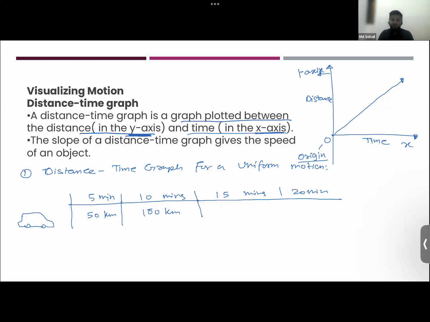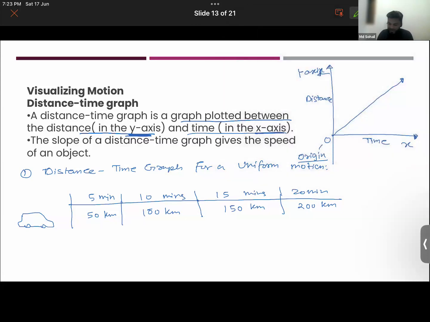Then again, after 15 minutes, the car had traveled 150 kilometer. Then after 20 minutes, I found out that the car has traveled 200 kilometer. Now notice this thing here. Isn't the car traveling equal distances at equal intervals of time? Yes, sir. Okay.